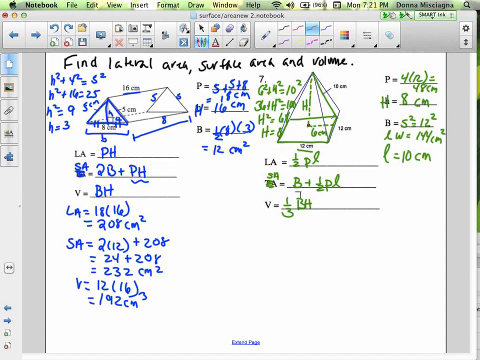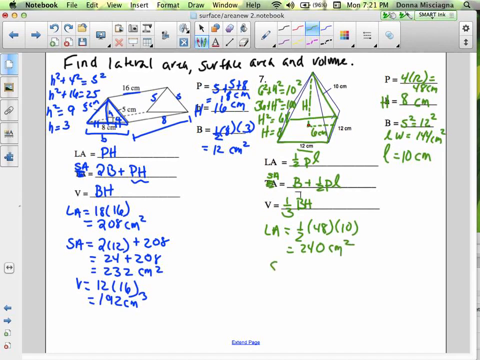All right, so now let's find the lateral area, surface area, and volume, now that we know our perimeter, our height, the area of our base, and our slant height. So the lateral area, actually, let's do the lateral area first. That's going to be 1/2 the perimeter, which is 48, times our slant, which is 10. So half of 48 is 24, and 24 times 10 is going to give us 240 centimeters squared.